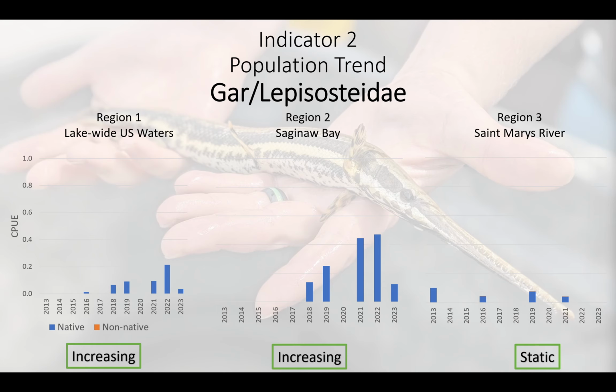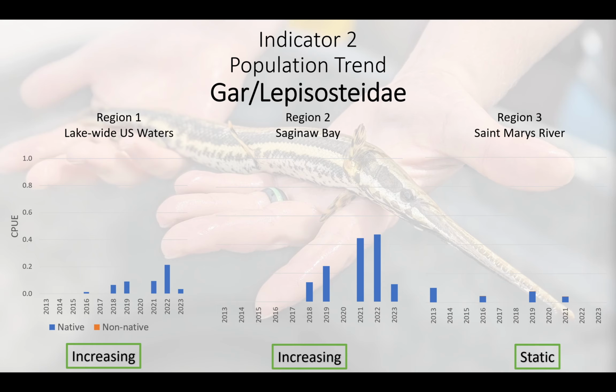The next family that we're going to cover are the gar. We have relatively low catch per unit effort in the U.S. waters lake-wide. We might be having some potential increases in the number of gar that we're detecting. But again, if you look at the y-axis, it's on such a fine scale that there might not be enough information there to make any conclusive statement in regards to an increase. So we call that increasing, potentially stable.